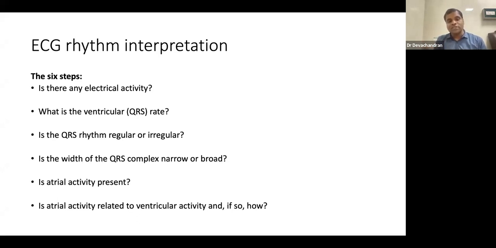Are there P waves? That is the question. Are there P waves? If there are P waves, how are the P waves linked to the QRS complex? That's all. 6 questions. Any electrical activity?